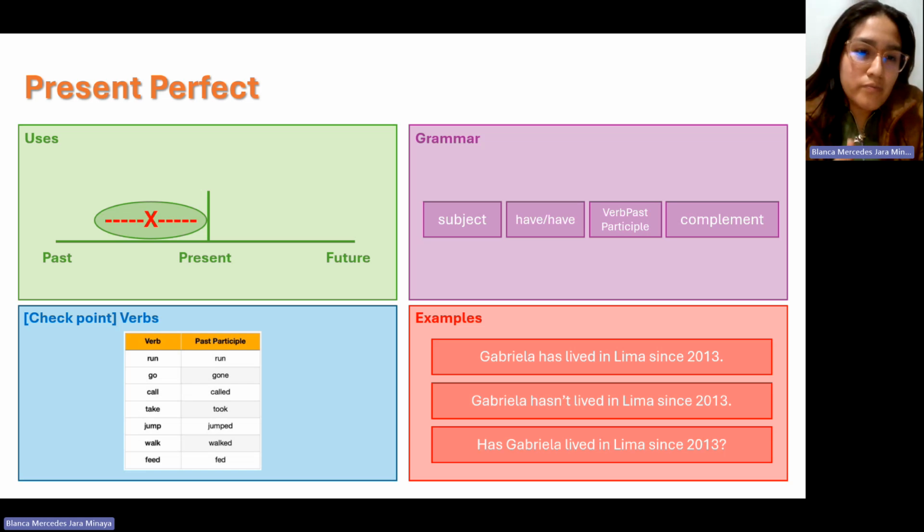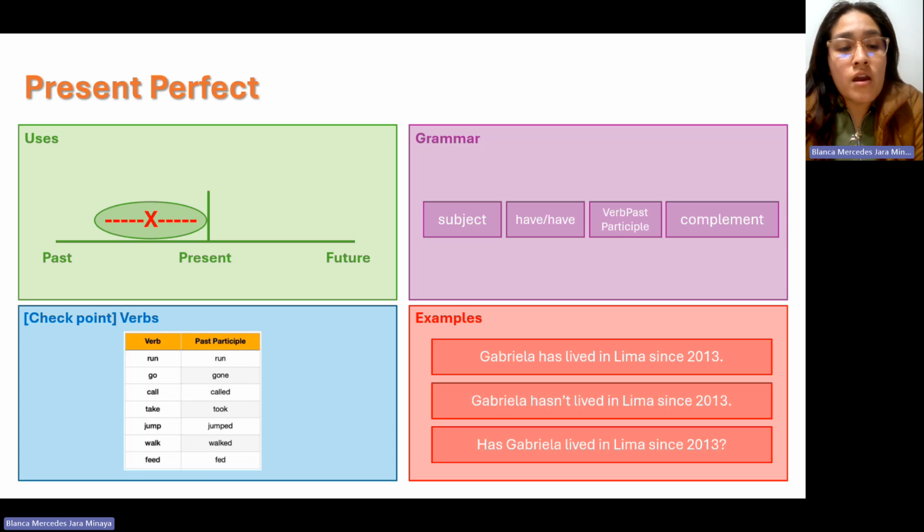Now I'm going to talk about the present perfect. We use the present perfect to talk about complete actions in the past with relevance to the present. What about the grammar? We use the subject, has or have according to the subject, the verb in past participle, and the complement. Some examples: Gabriela has lived in Lima since 2013. Gabriela hasn't lived in Lima since 2013. And has Gabriela lived in Lima since 2013?